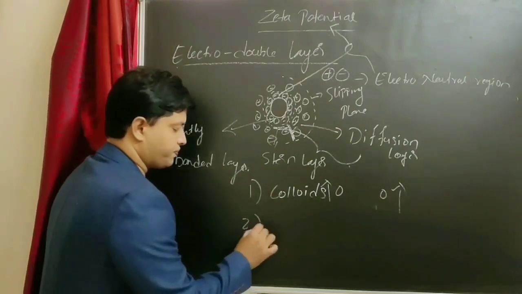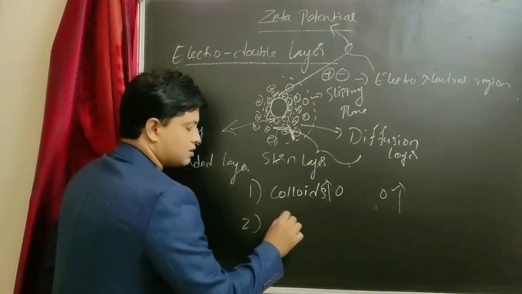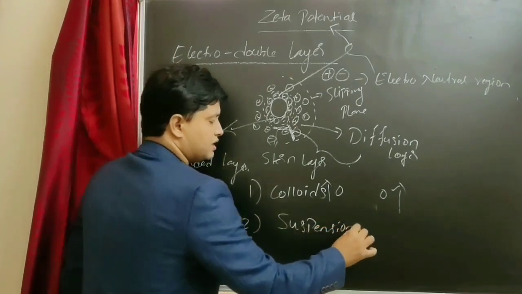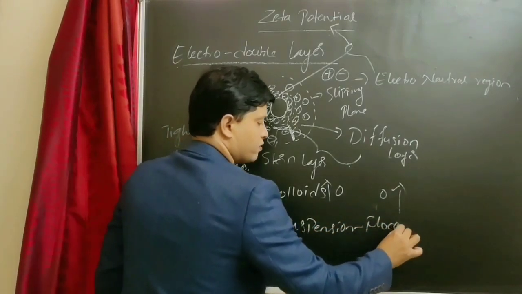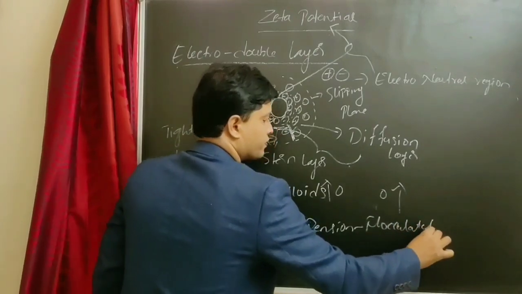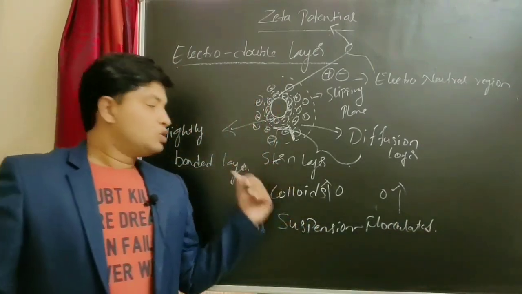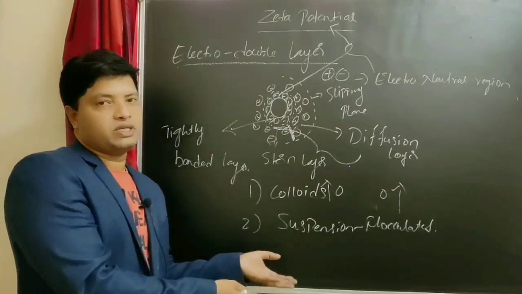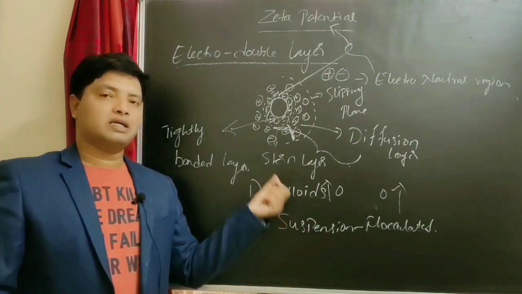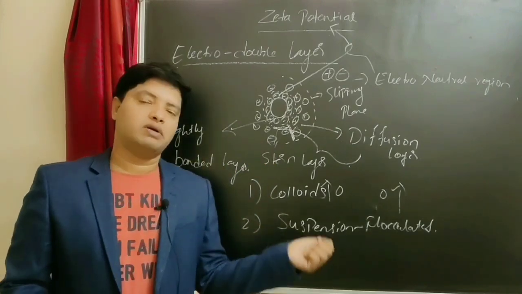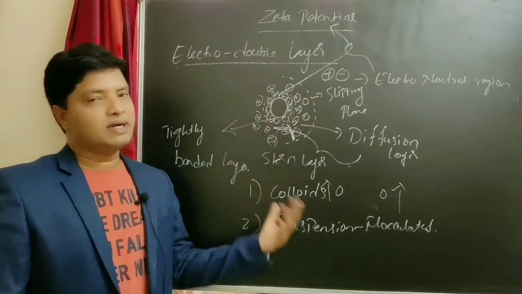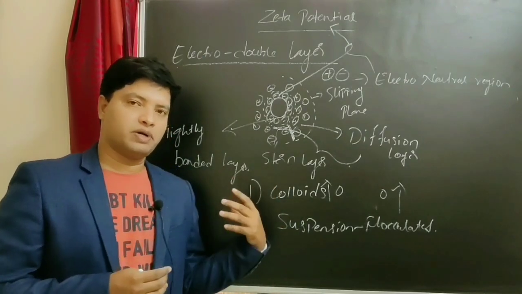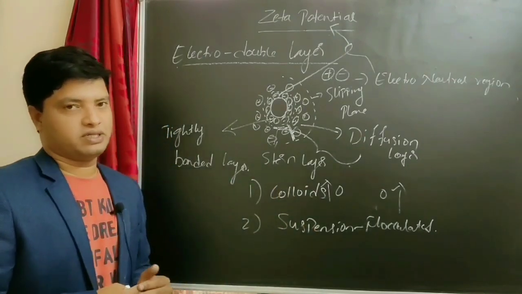Next is suspension. Let's say flocculated. To know more, you need to check my DLVO theory video. I will try to give it in the i-card. Go and check there. I clearly explain the implications of zeta potential and particle distance.